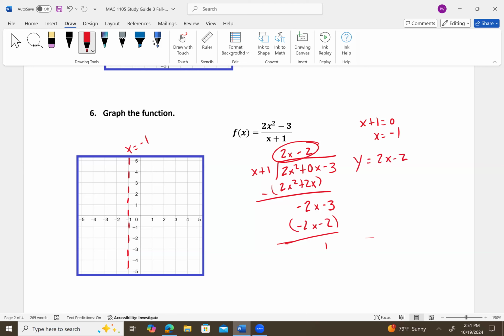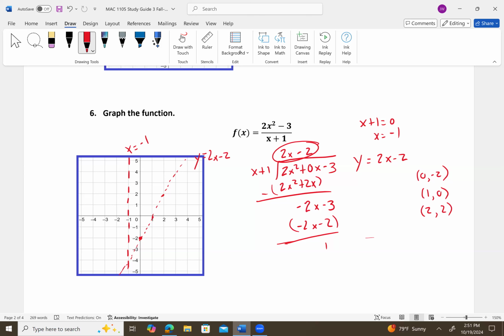So if x is 0, y is negative 2. If x is 1, y is 0. If x is 2, y is 2. So negative 2, there and there. Draw our dotted line. And this is y equals 2x minus 2. Then plug it into your calculator.